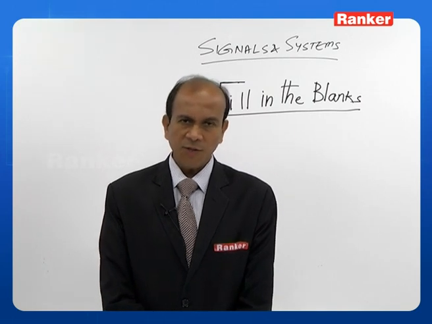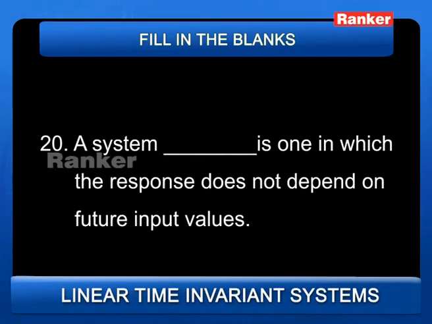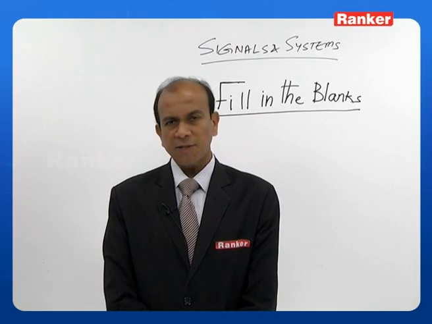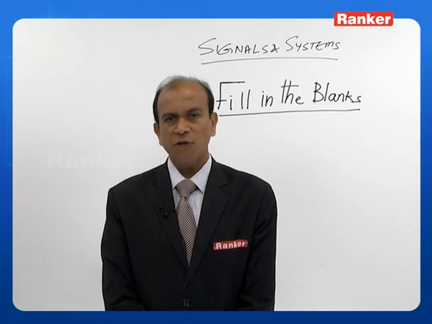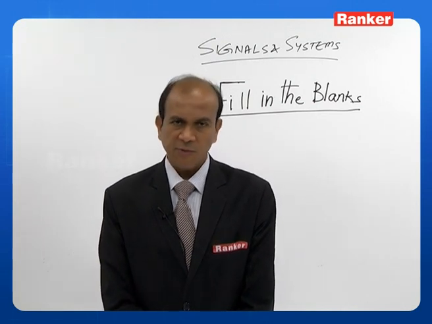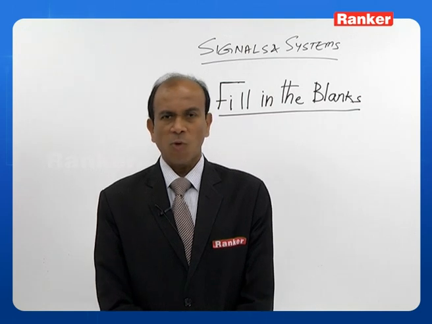Now, let us say the 20th question. What does the 20th question say? A system dash is one in which the response does not depend on future input values. So, this system is causal. A system is causal. It is the one in which the response does not depend on future input values. Any system which does not depend on future inputs is called a causal system, which we have been mentioning here.